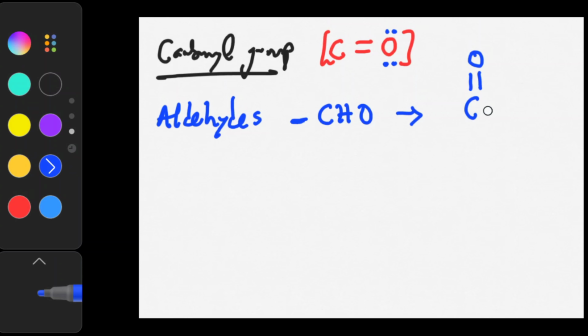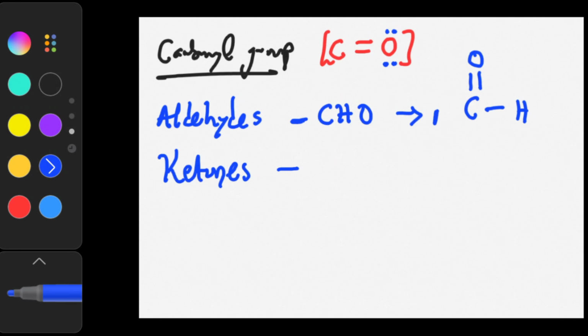So we have H here. Can you see? So we have C double bond OH, and then we have the ketones. They are also carbonyl. They contain the carbonyl group, the ketones.